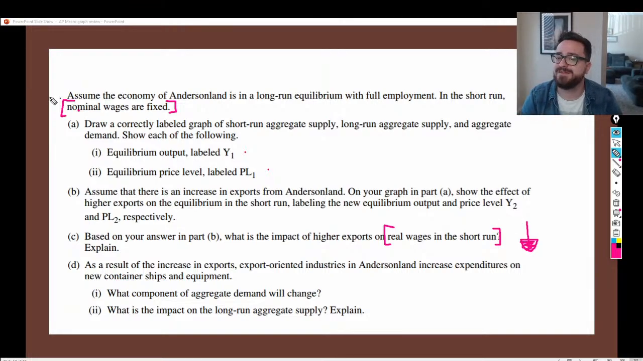So nominal wages staying the same, price goes up, means real wages go down. The same with nominal and real GDP. If nominal GDP stayed the same and everything got more expensive, then my real GDP would be going down because it takes into account that inflation.